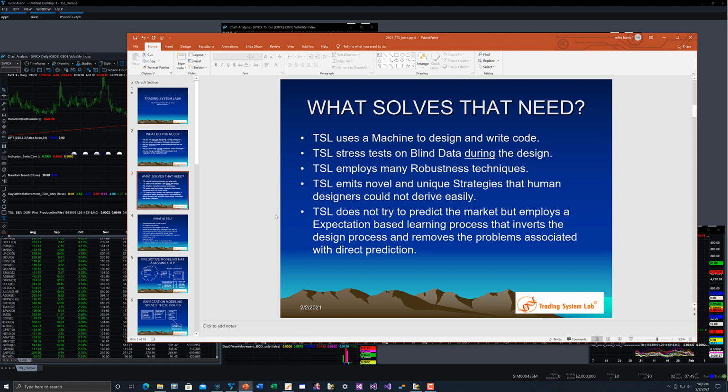Trading System Lab will design a strategy on any stock, bond, mutual fund, ETF, commodity futures index, or other time series data. And it will employ many different pre-processing techniques that are fully customizable. We have many preprocessors built in, but you can customize your own preprocessor to take in data that you believe is relevant. Very important here within Trading System Lab is that we're not doing direct prediction.